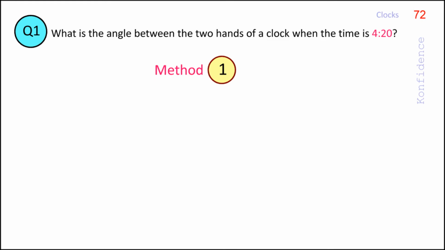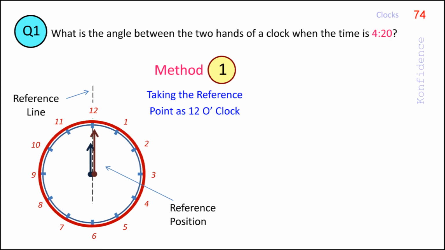Let us look at the first method. Imagine the time is 12 o'clock. This is the most important thing in the first method. The reference is always 12 o'clock. The assumption and the fact is that the movement of both the hands starts at 12 o'clock.